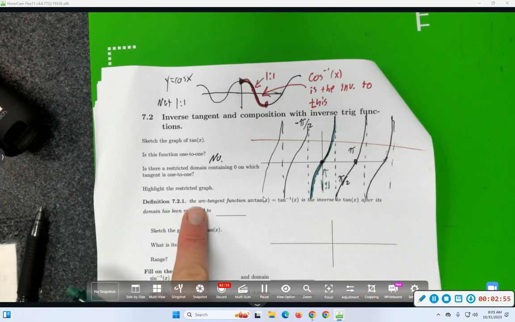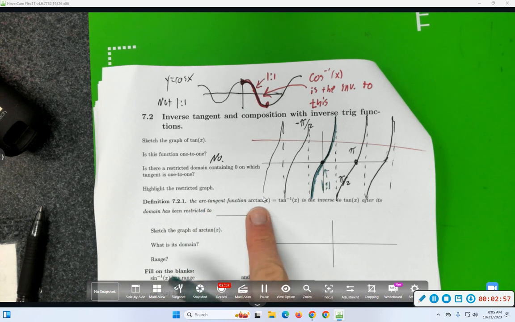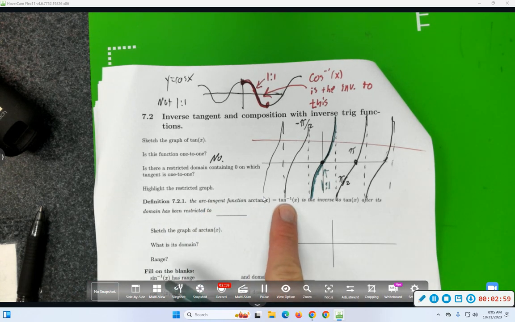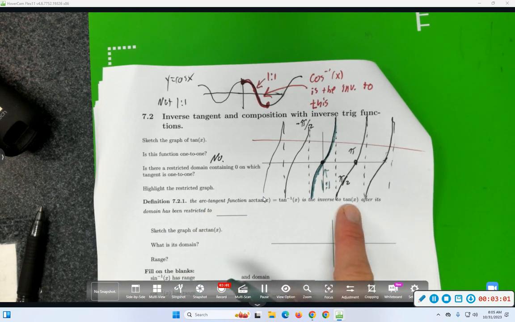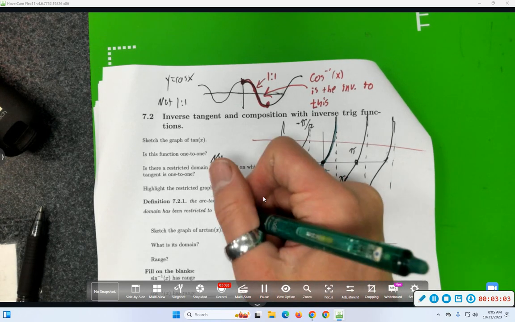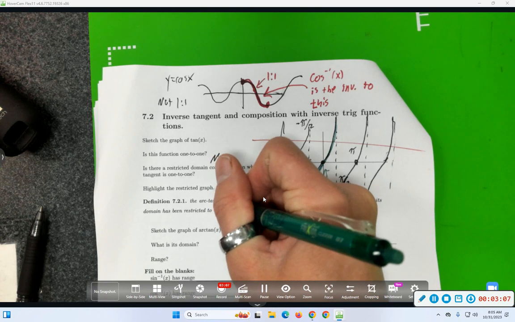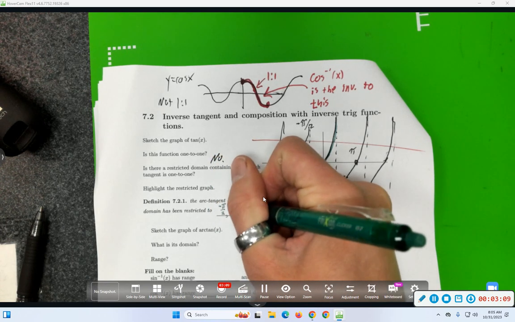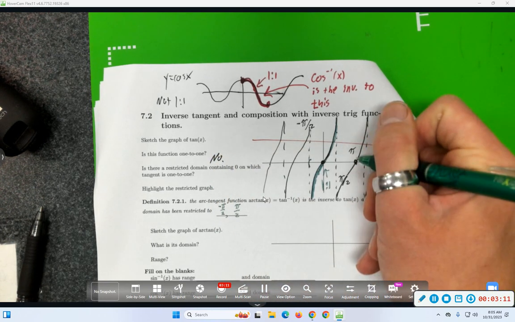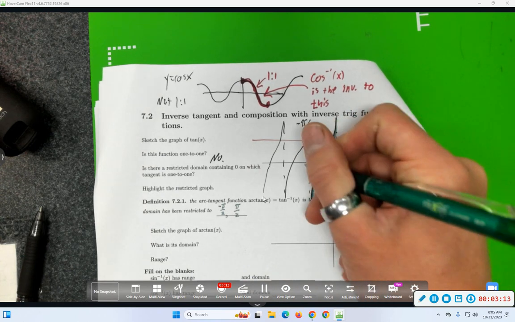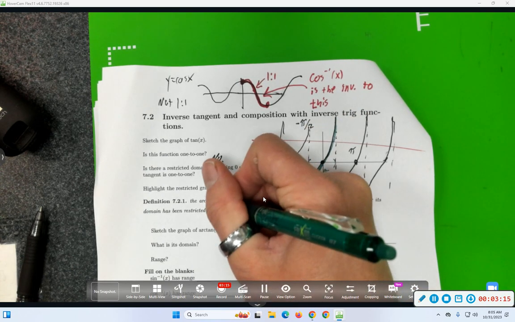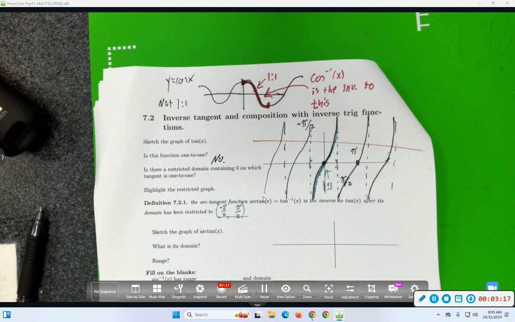Definition 7.2.1: the arctangent function, denoted arctan of x, sometimes inverse tangent of x, is the inverse to tangent of x after its domain has been restricted to negative pi over 2 to pi over 2. You can't include the endpoints because, well, there are vertical asymptotes there. The endpoints aren't in the domain of the whole function.